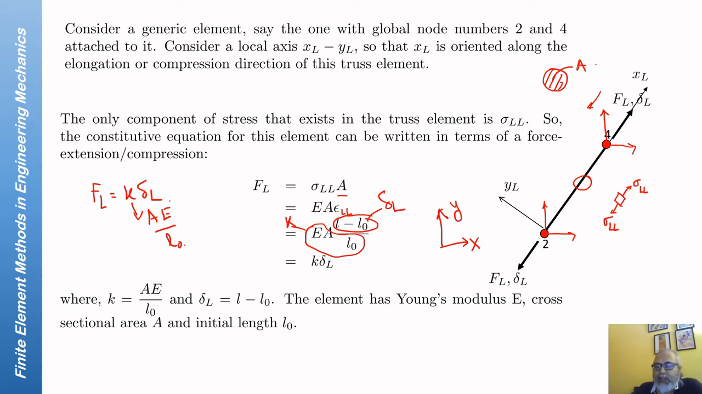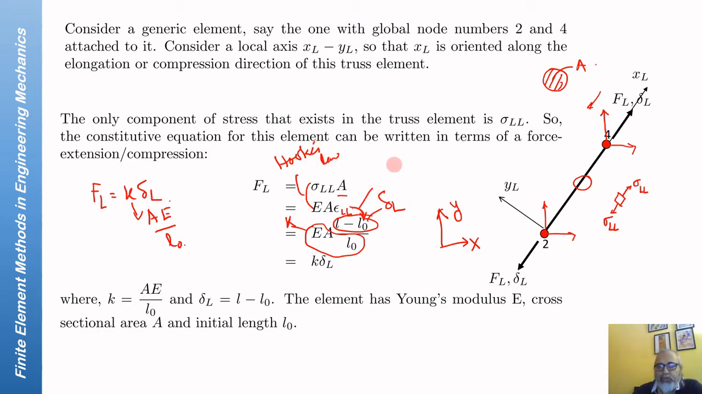And then we applied the linear elastic constitutive equation. Sigma LL equal to E epsilon LL is the linear elastic constitutive equation. We applied small strain theory, so epsilon LL equal to L minus L naught by L naught is the small strain approximation to the strain epsilon LL. So we used the small strain theory. So here we used Hooke's law.